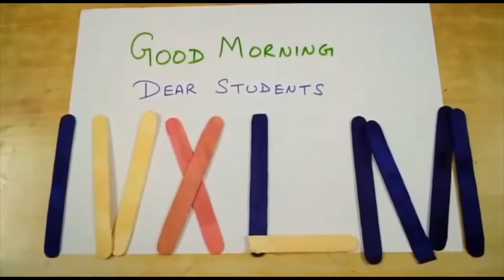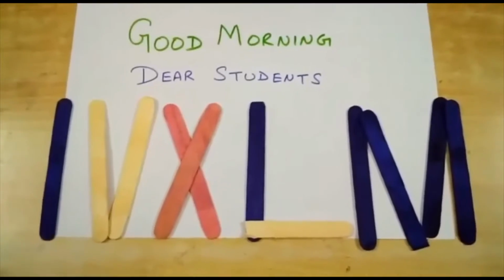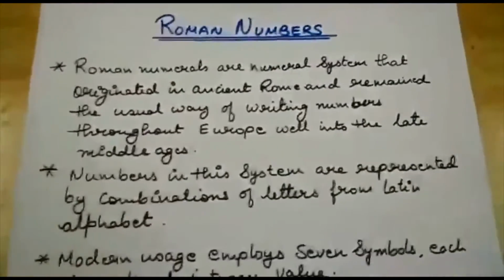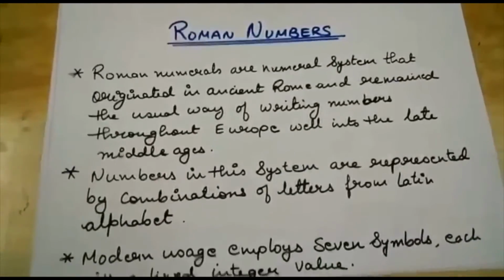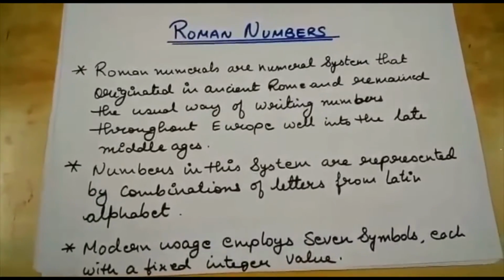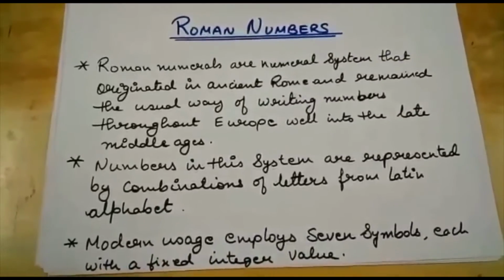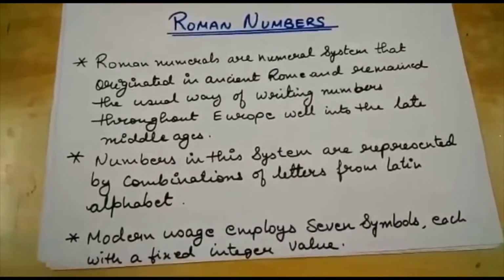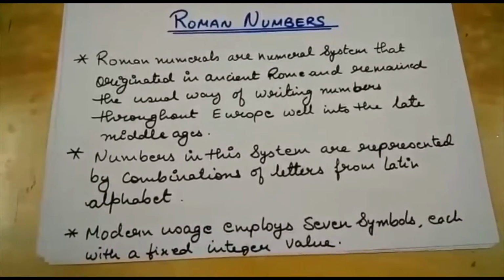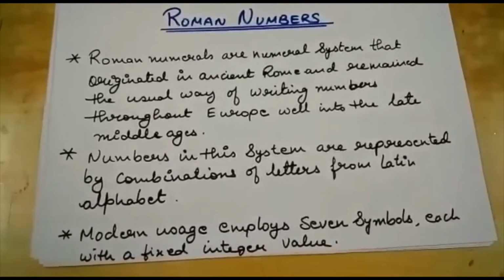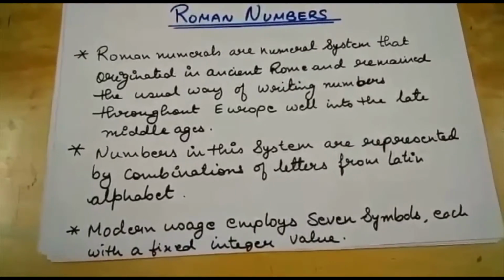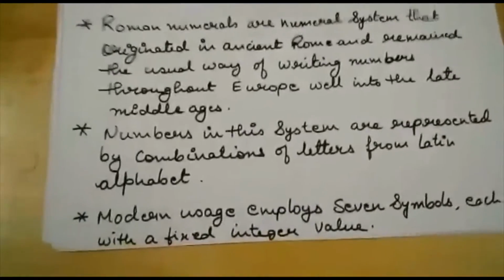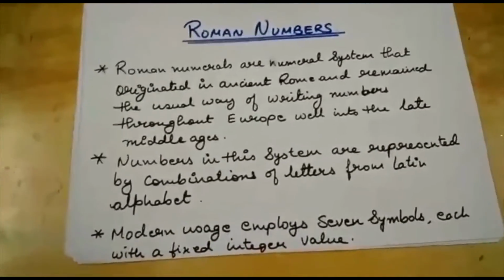So today what are we going to learn? Roman numbers. Correct. So let's get started. Roman numerals are a numeral system that originated in ancient Rome and remained the usual way of writing numbers throughout Europe well into the late Middle Ages. Numbers in the system are represented by combinations of letters from the Latin alphabet. Modern usage employs 7 symbols, each with a fixed integer value.